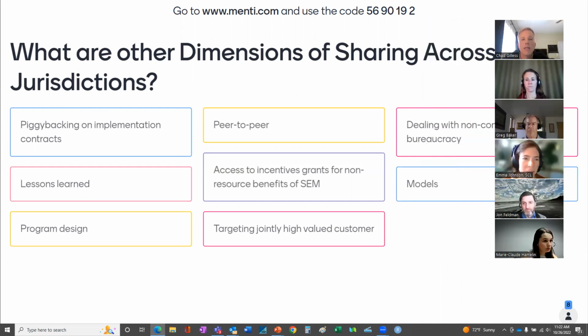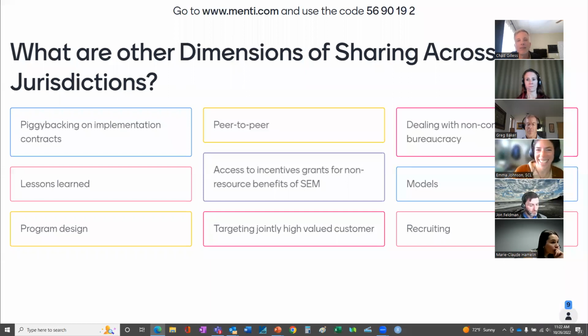Chad, sorry, that was mine. It's more a contracting mechanism. So if a jurisdiction did an SEM program and we really liked it, there's ways for us to piggyback on that contract, so we don't have to bid it uniquely. Does that make sense? Oh, yeah. Nice. Okay. Thank you for correcting me rather than me making up stuff. Thanks, Emma.